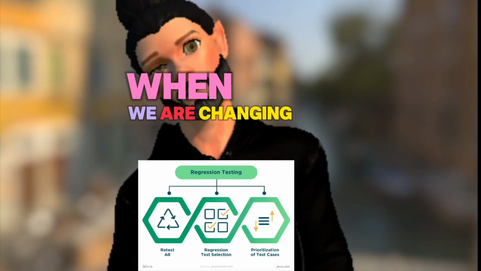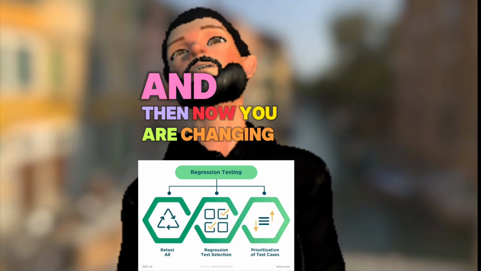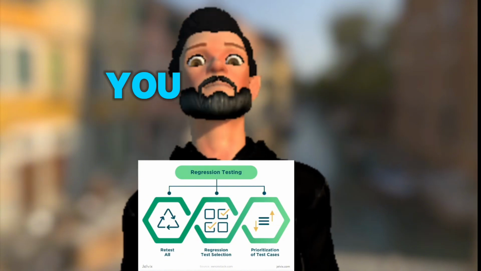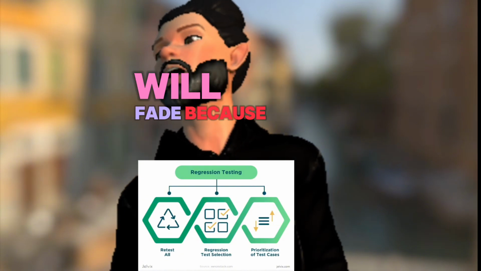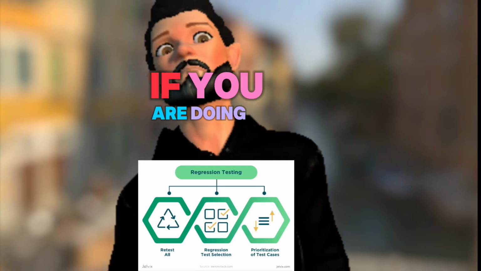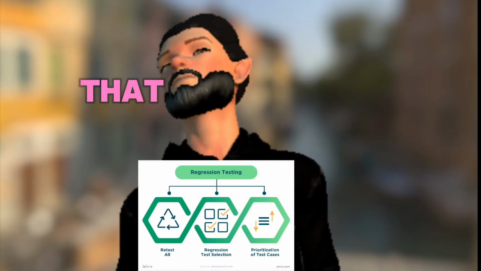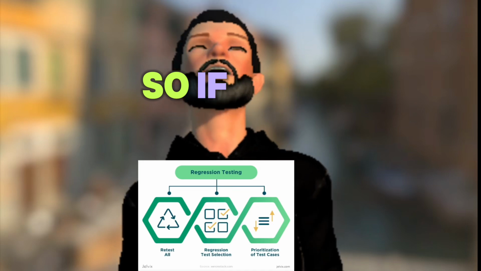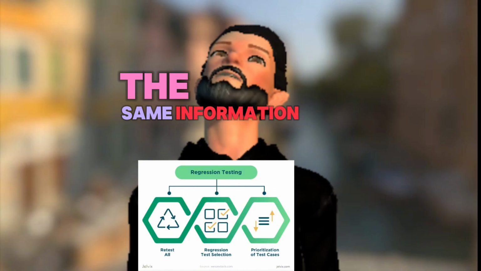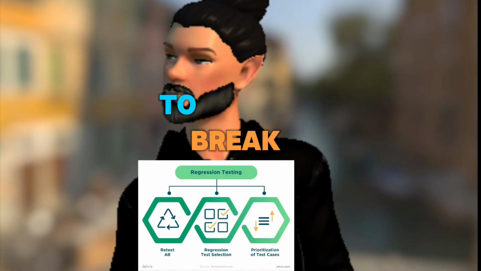When we are changing a functionality, for example, previously A was converted to C, and now you are changing the functionality so A should be converted to B. Obviously, your existing test case for A validating C will fail because the new result is B. But if it is unintended, if you are doing A to C on one endpoint, but this change is applied to all other endpoints, that might break our system. So if the rating system is added with specific information, but the same information is stored somewhere else, these kinds of problems will make our existing system break.